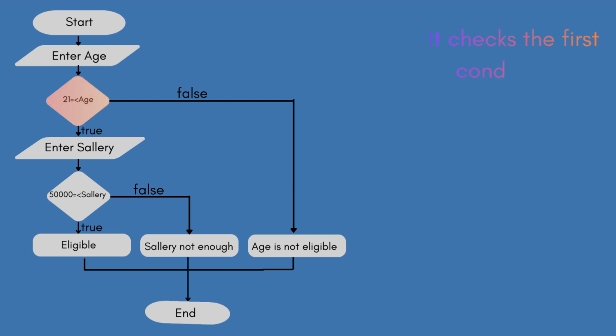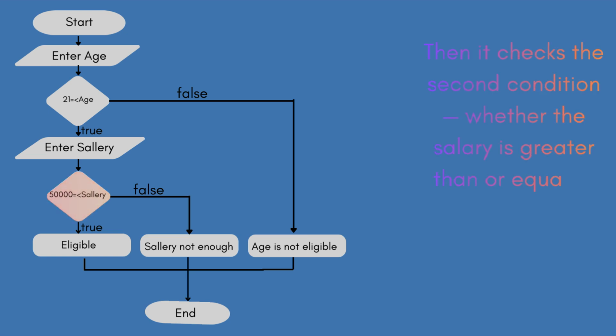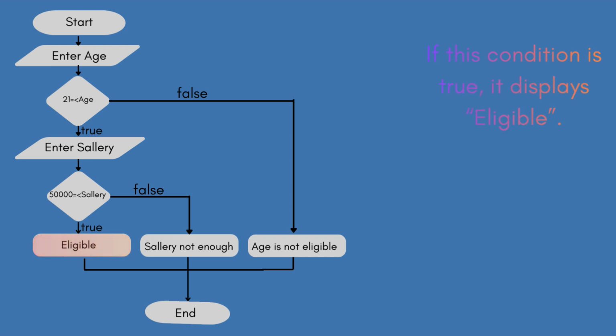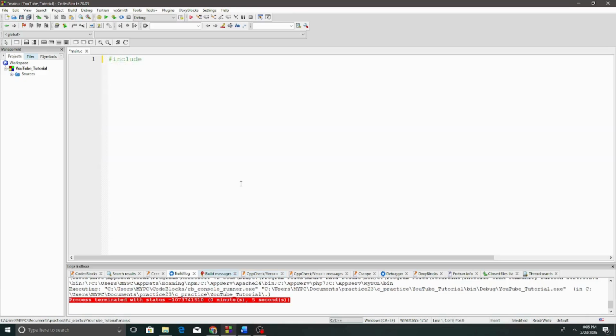It checks the first condition, whether the age is greater than or equal to 21. If the condition is false, it displays age is not eligible and stops. If the condition is true, it asks for the salary. Then it checks the second condition, whether the salary is greater than or equal to 50,000. If this condition is true, it displays eligible. Otherwise, it displays salary not enough and the program ends. Let's rewrite the code.